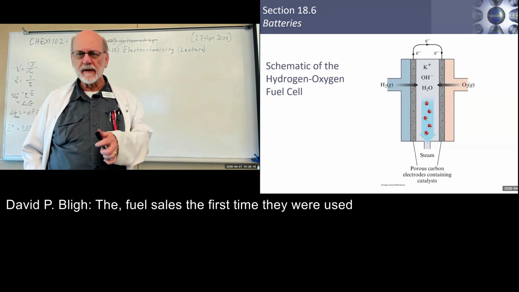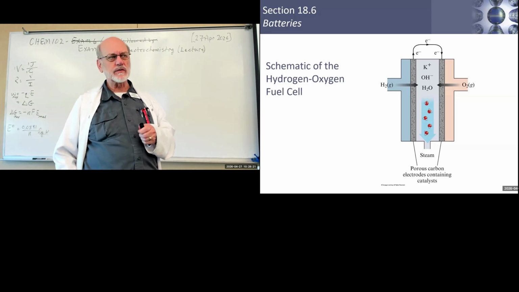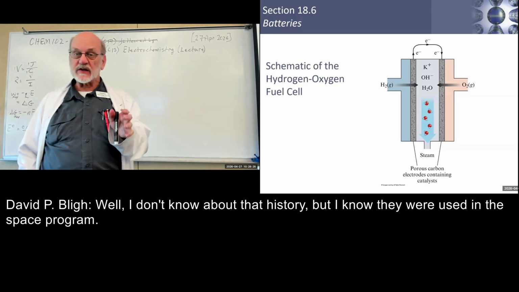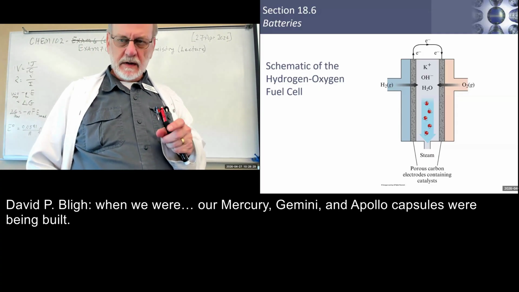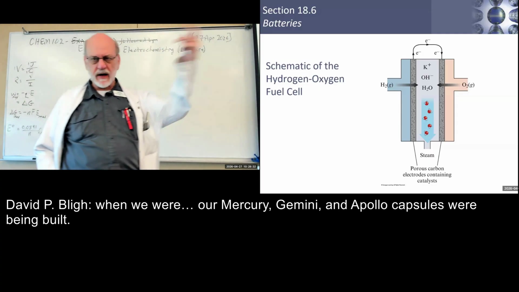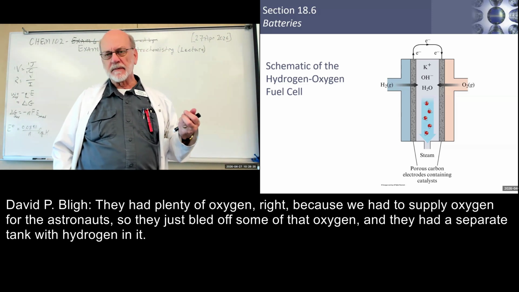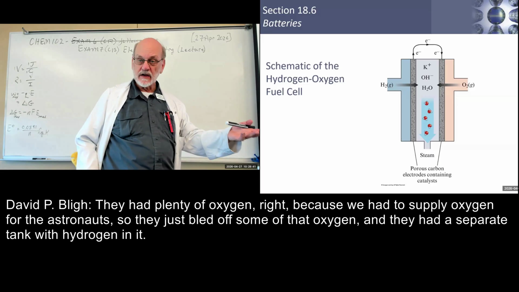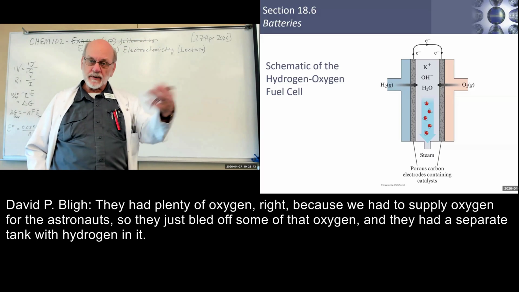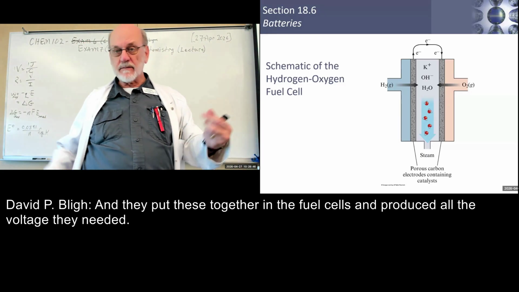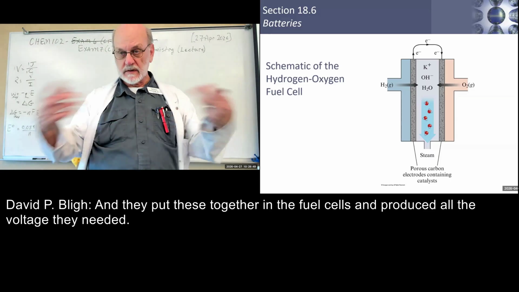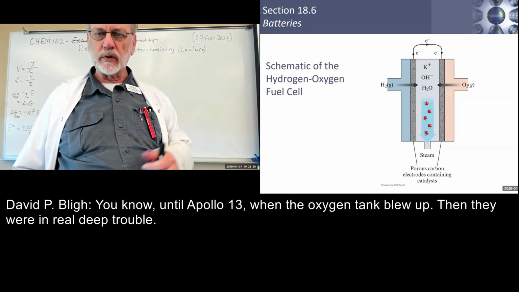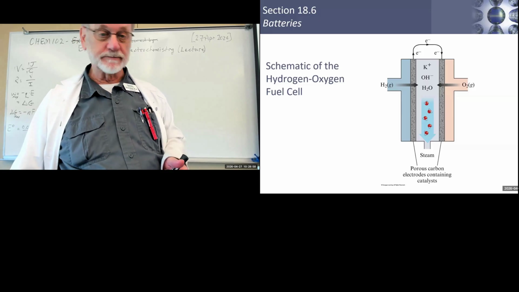The fuel cells, the first time they were used, well, I don't know about that history, but I know they were used in the space program in the 60s. When our Mercury, Gemini, and Apollo capsules were being built, they had plenty of oxygen, because we had to supply oxygen for the astronauts. So they just bled off some of that oxygen, and they had a separate tank with hydrogen in it. And they put these together in the fuel cells and produced all the voltage they needed. Until Apollo 13, when the oxygen tank blew up. Then they were in real deep trouble.